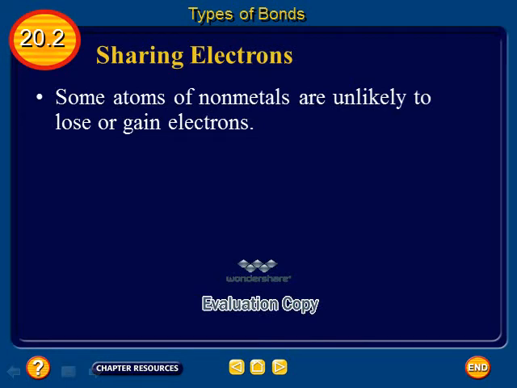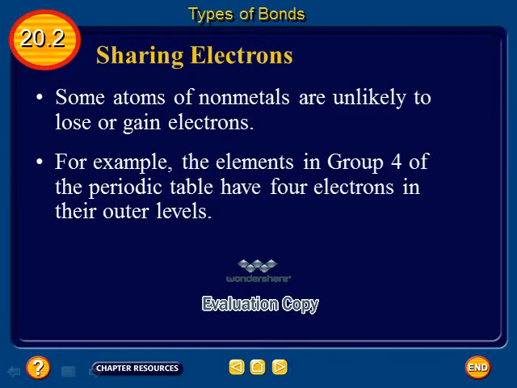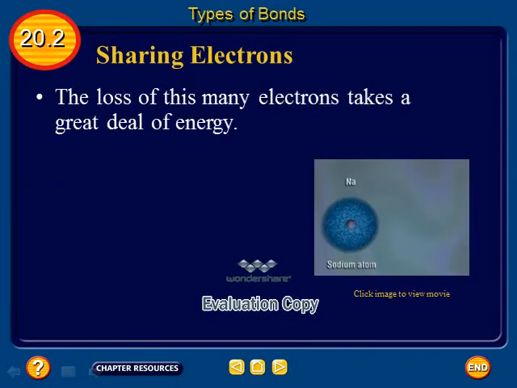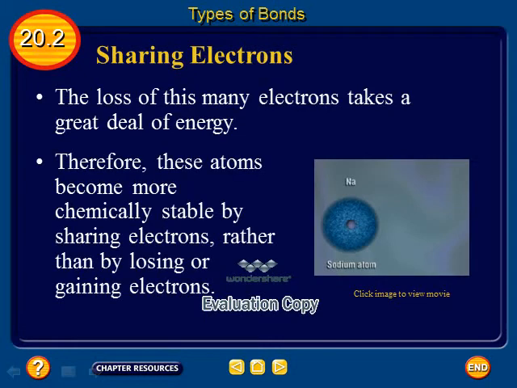Some atoms of nonmetals are unlikely to lose or gain electrons. They share electrons. For example, the elements in group 4 of the periodic table have 4 electrons in their outer levels. They would have to either gain or lose 4 electrons in order to have a stable outer level. The loss of this many electrons takes a great deal of energy. Therefore, these atoms become more chemically stable by sharing electrons rather than by losing or gaining electrons.